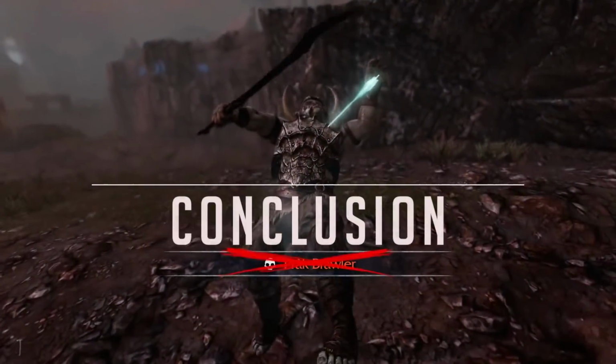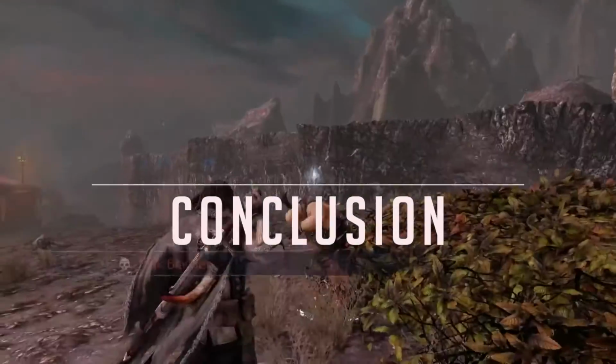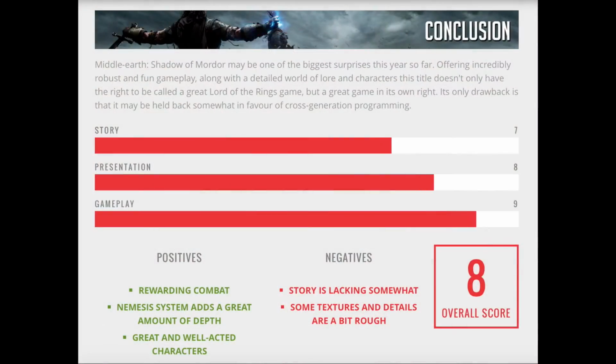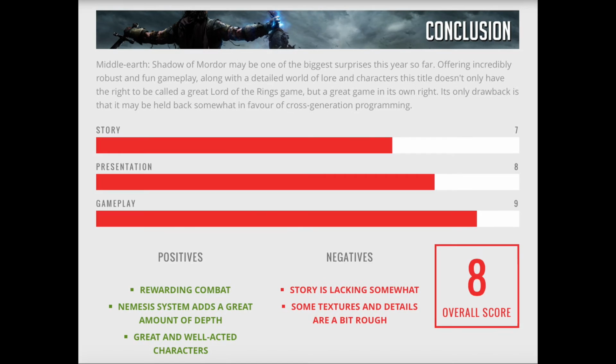Conclusion. Middle-earth: Shadow of Mordor may be one of the biggest surprises of the year so far. Offering incredibly robust and fun gameplay, along with a detailed world of lore and characters, this title doesn't only have the right to be called a great Lord of the Rings game, but a great game in its own right. Its only drawback is that it may be held back somewhat in favour of cross-generation programming.